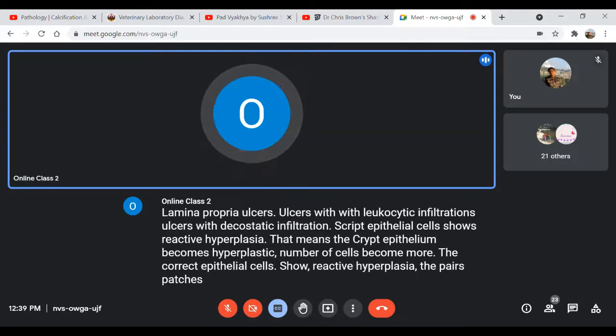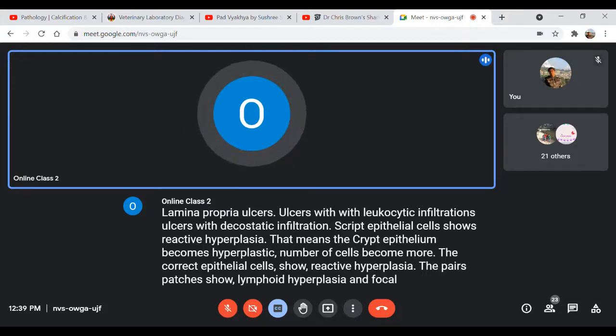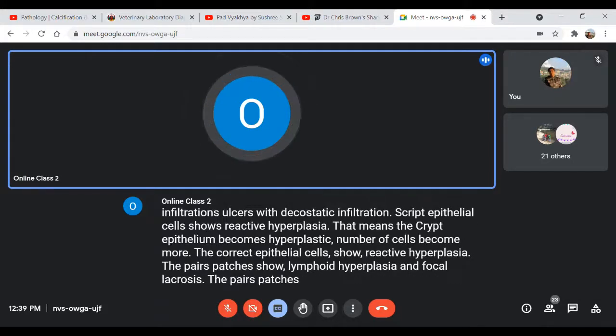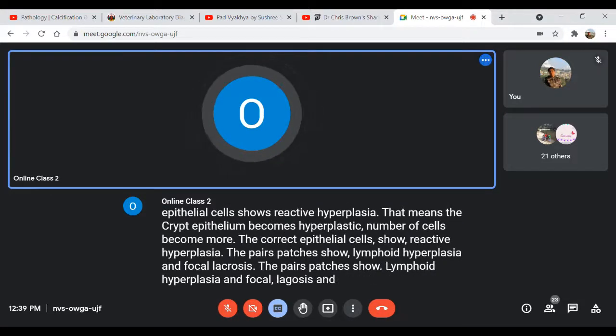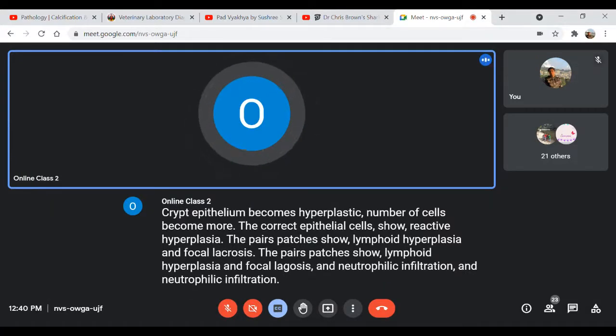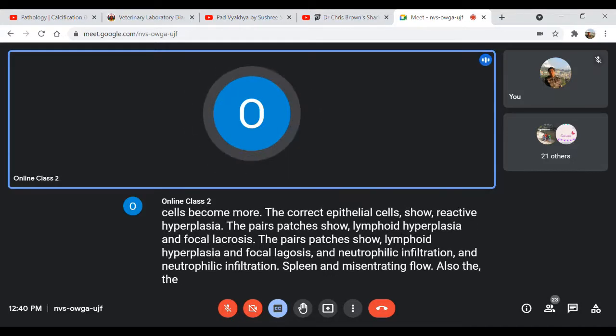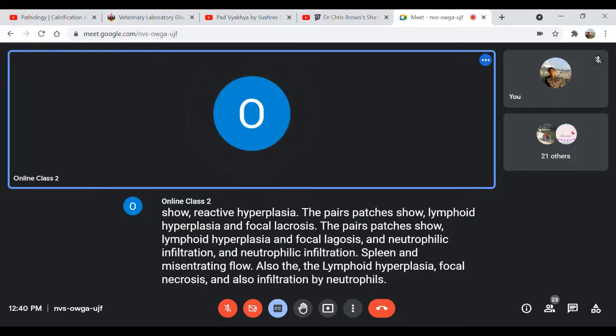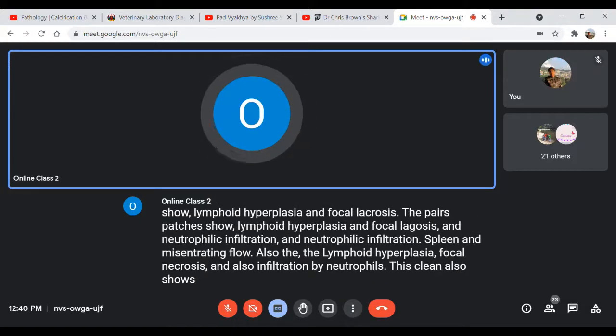The Peyer's patches show lymphoid hyperplasia, focal necrosis, and neutrophilic infiltration. The spleen and mesenteric lymph node also show lymphoid hyperplasia, focal necrosis, and infiltration by neutrophils. The spleen also shows similar changes.